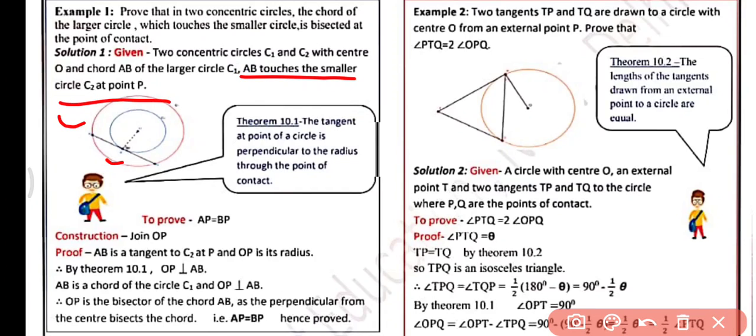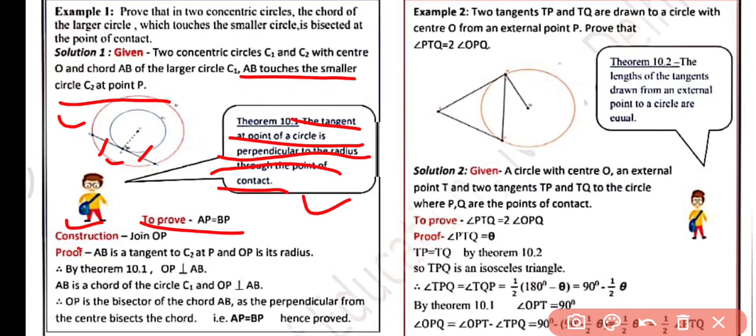You can see here. So now you can see the tangent, we have to apply the theorem: the tangent at a point of a circle is perpendicular to the radius through the point of contact. We will use this theorem in this concept. So now we need to prove that AP equals PB. Here we have to prove that AP equals BP.